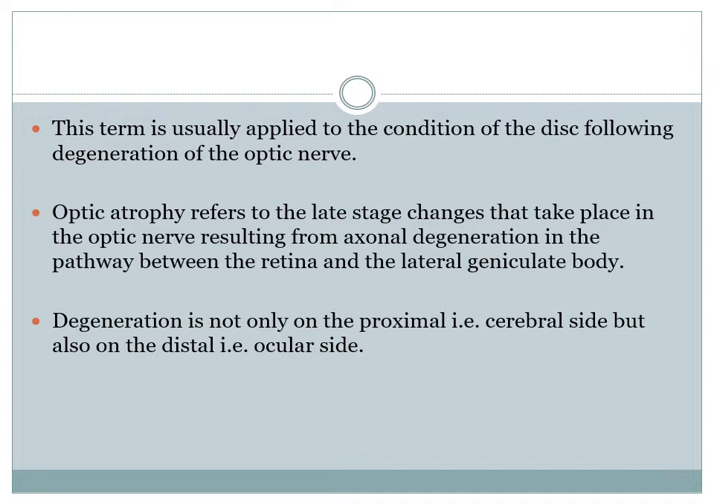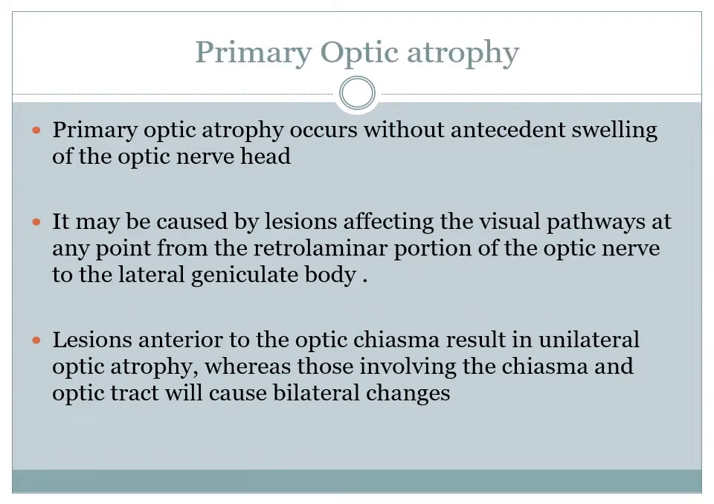If the lesion is on the cerebral side, that is an intracranial space occupying lesion compressing over the fibers, that is a proximal or cerebral side lesion. That also will lead to degeneration of the optic nerve. So lesion can be proximal, cerebral, or on the ocular side. Ultimately, there will be degeneration of the optic nerve fibers leading to optic atrophy. Now, optic atrophy can be divided clinically into various types: primary, secondary, consecutive, or glaucomatous, depending upon the clinical picture.